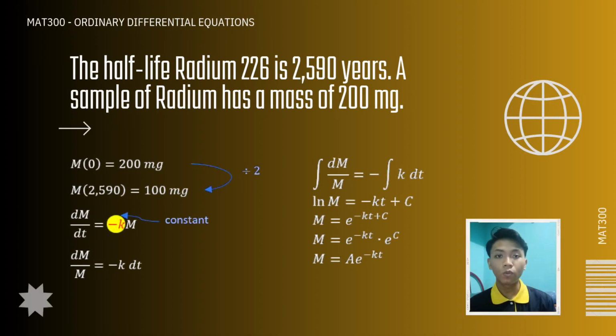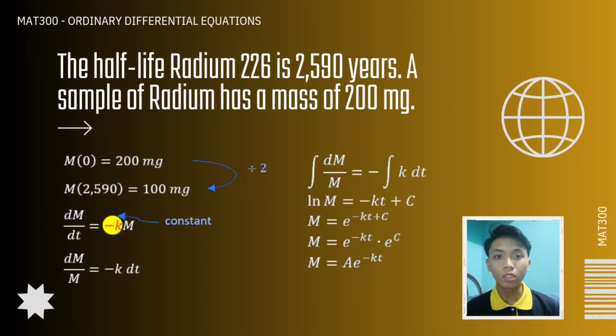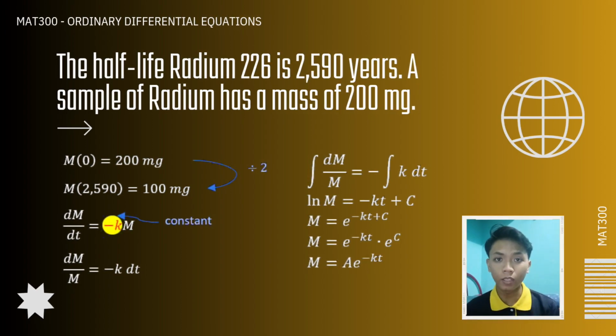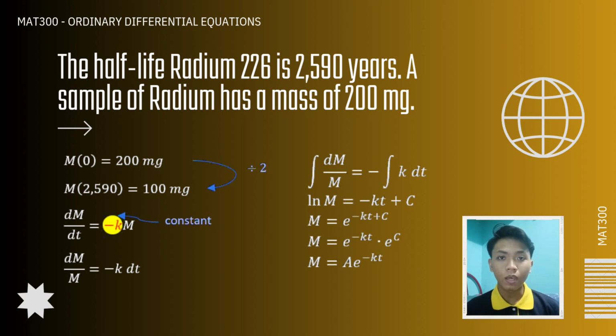To solve this question, we need to come up with the idea from the statement. The first one is the mass of the initial radium, which is 200 mg. To find the mass after the half-life, which is 2590 years, we divide the 200 mg by 2 and we get 100 mg as the mass after the half-life. Next, we need to find the rate of change of the mass with respect to time, which is equal to negative kM, with k a constant.